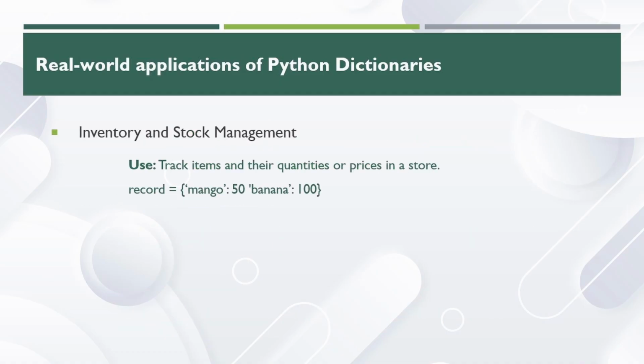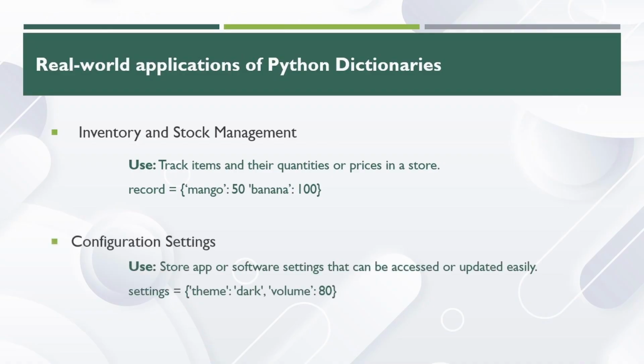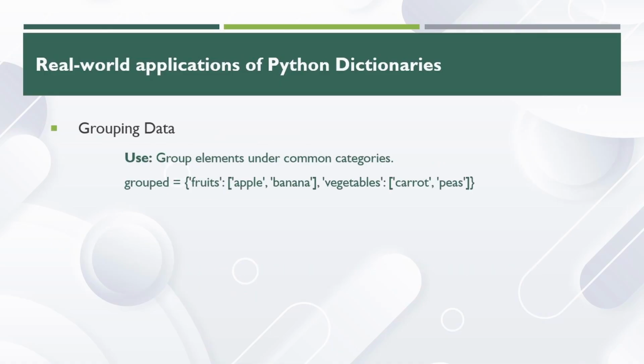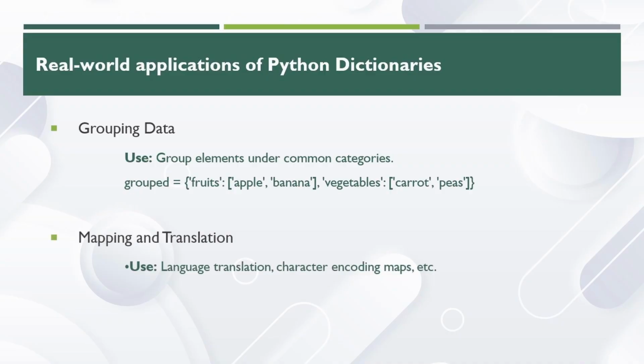In inventory and stock management, dictionaries track item quantities or prices using item names as keys. Similarly, configuration settings of software can be stored in a dictionary for easy access and updates. Dictionaries also help in grouping data under categories and are widely used in tasks like mapping and translation. For example, grouping fruits and vegetables separately or mapping characters for encoding.